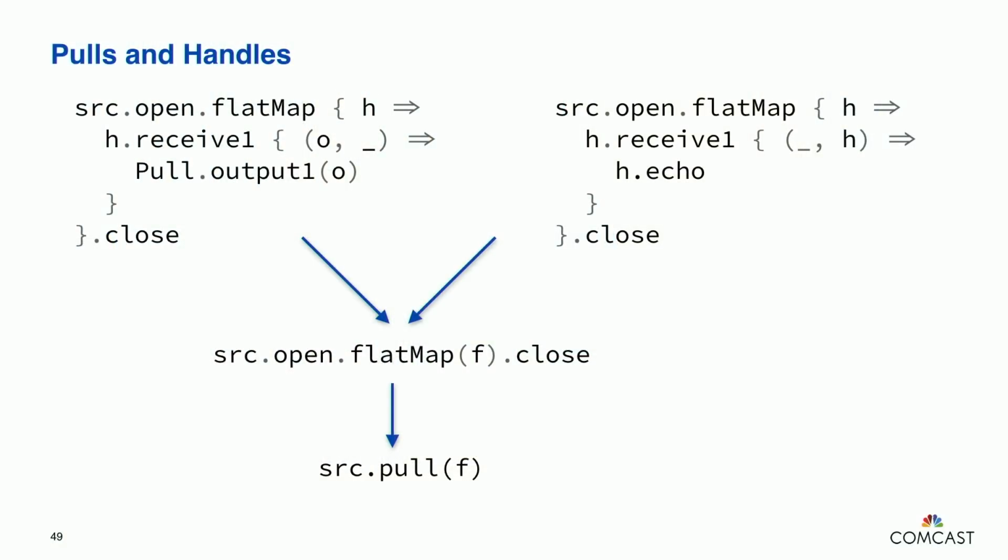And this pattern of going and opening a stream, getting into the pull effect, running some function that reads a handle and returns a pull, and then closing again is so common that we have this source.pull alias for it. So think about the type of f in source.pull. F is a function from handle to pull, because we're going to do something with a handle and return a new pull that has either outputted elements or decides how we're going to terminate the stream, something to that effect.